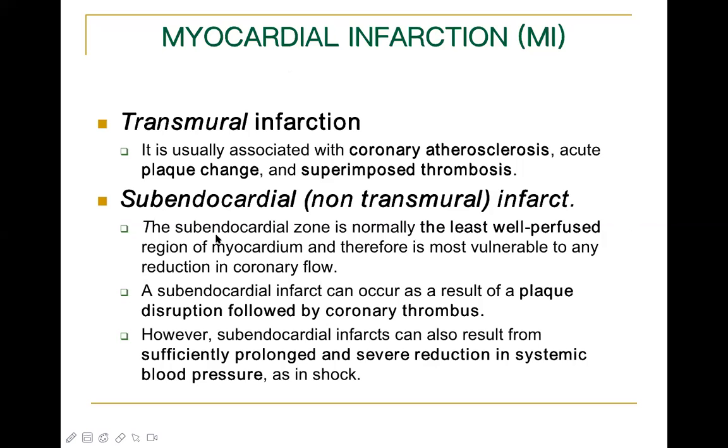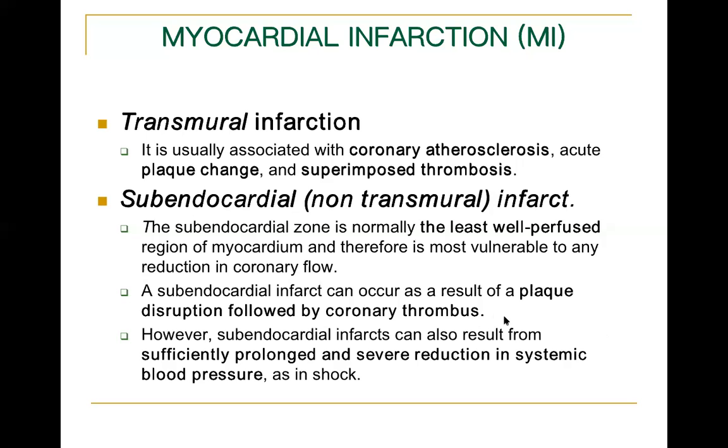One important point here: the subendocardial zone of the heart is normally the least well perfused region of myocardium, and therefore is most vulnerable to any reduction in coronary flow. And this is the reason why, even without complete occlusion of the coronary artery, there is death of the myocardium in that area, because it is already least well perfused. Now, subendocardial infarct can occur as a result of plaque disruption followed by coronary thrombus. So many times I explain this point because it is an extremely important concept. There is a non-occlusive thrombus. Still some amount of blood is flowing into that area, but that is not enough. That's why there is death of myocardium.